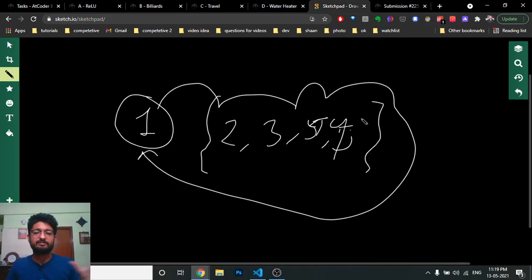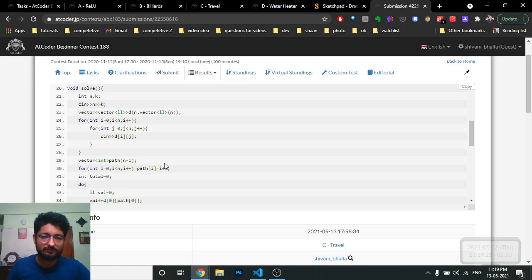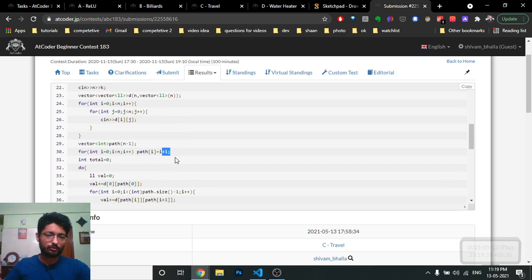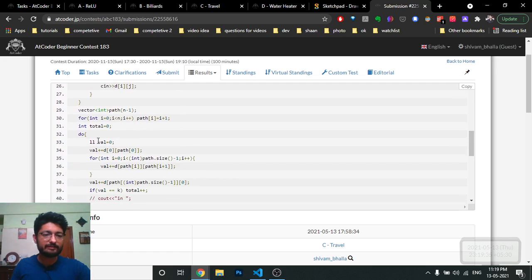So that's why the total number of cities left is n minus 1. So that's what I've done. Make a path of size n minus 1 and insert all the cities 1 2 3 4. The first starting city's index is 0, then from 1. So that's what I've inserted, cities 1 2 3 4 till n. And then we just do a do while loop.